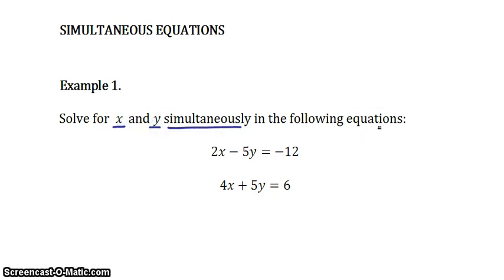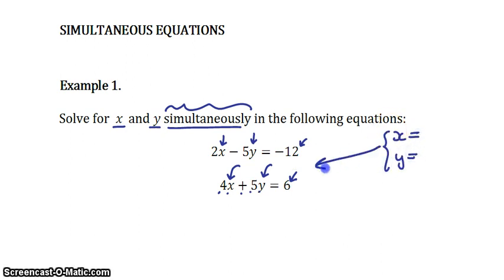What does that mean? That means find the x value and the y value so that when you go 2x minus 5y, the answer gives you minus 12. And simultaneously, that means at the same time, if you use that same x value and that same y value and you went 4 times x plus 5 times y, you would get 6. So basically, I'm looking for the one x and y value that work in both of these equations. That's what I'm looking for.